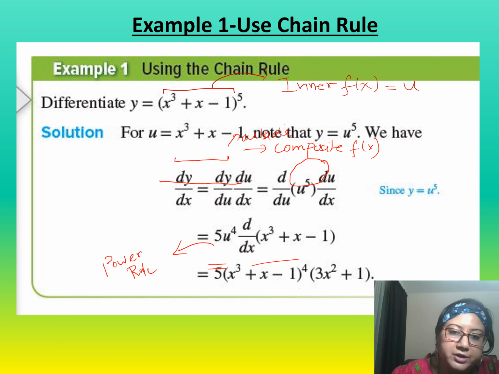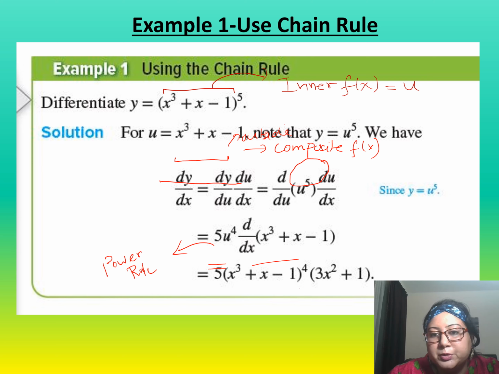So in this question we have to find the derivative of y. So dy by dx, this is another way of writing the derivative, is equal to dy by du multiplied with du by dx. So you are going to first differentiate the outside function, dy over du, and then the inside function, du with dx. So let's substitute.